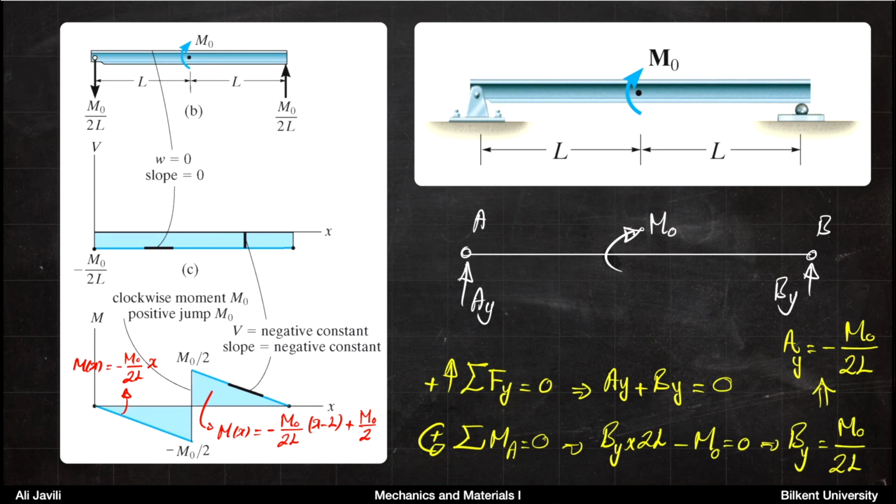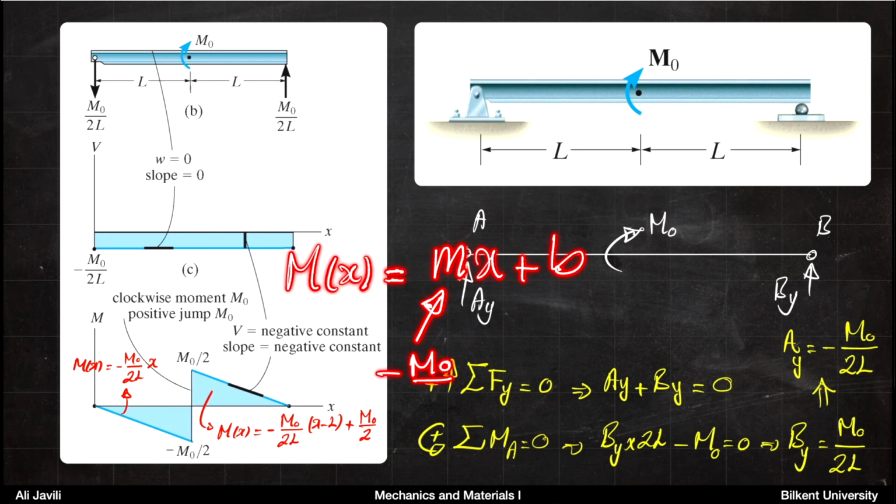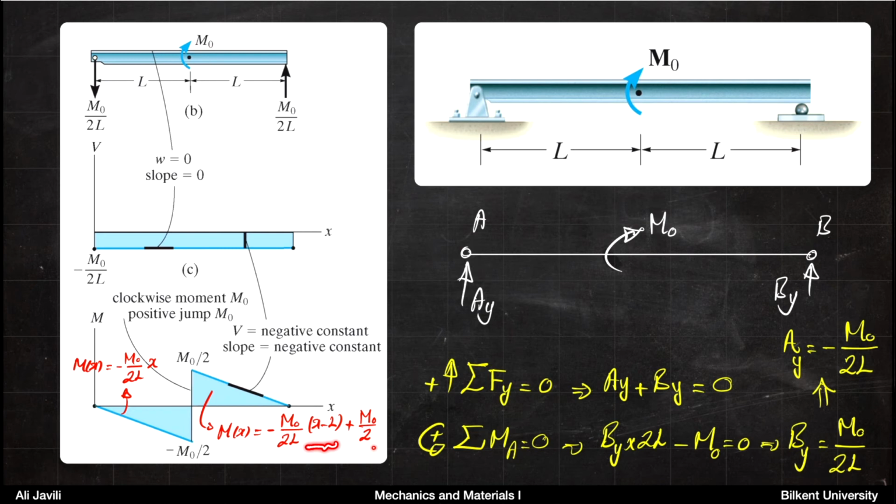So basically, if you wanted to write the equation for the moment, similar to what we had done before, you could just think of it as mx plus b. And then here, the slope m would be minus M0 over 2L times x. And b would be basically what you would have here. Or otherwise you could write it in terms of x minus L and just add the moment that you have in the center.